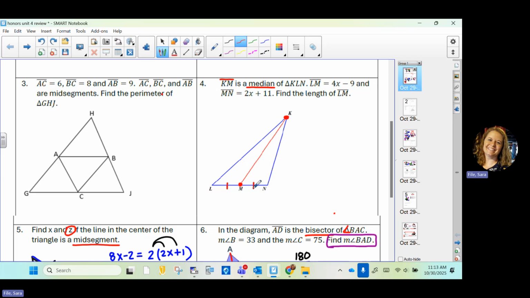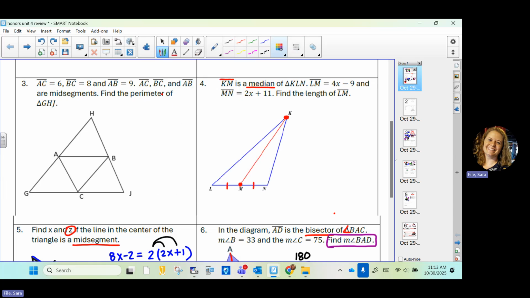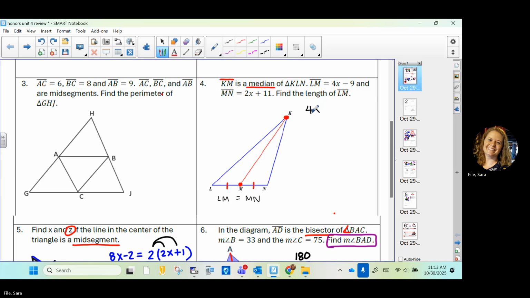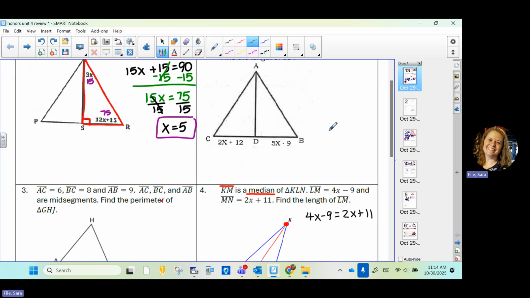Guys, the math on a lot of these actually isn't difficult. It's knowing the vocabulary. If you know what a median is, then you know that LM is congruent, or equal, to MN. Then you can set up your equation because they tell us LM is 4x minus 9 and MN is 2x plus 11. So then it's just a basic algebra problem.